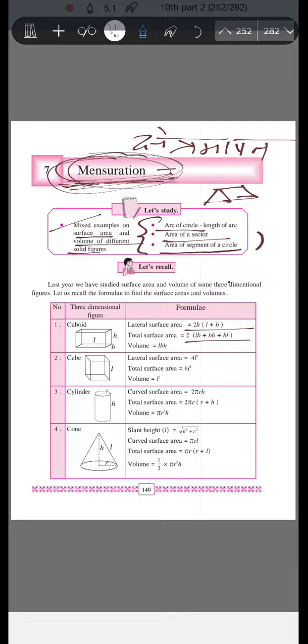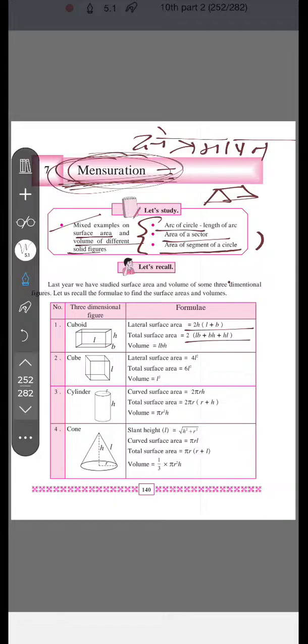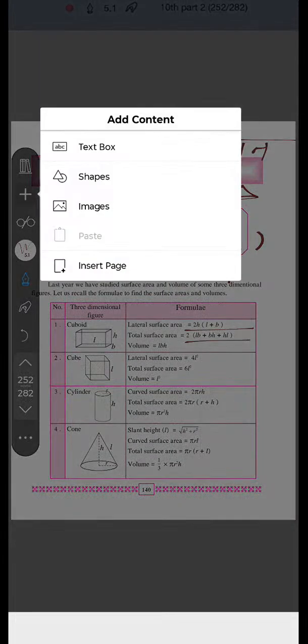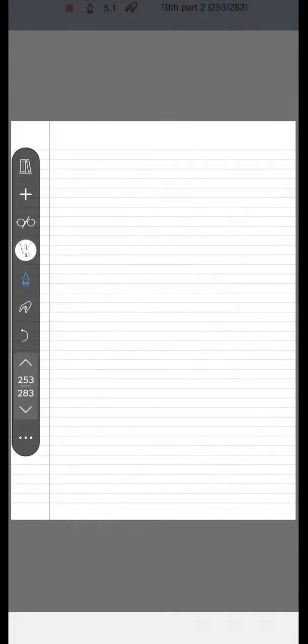Before starting, okay, now it will be more convenient for you. Before starting the topics allotted in the syllabus, we will first discuss some things. Here I am going to insert a new page.